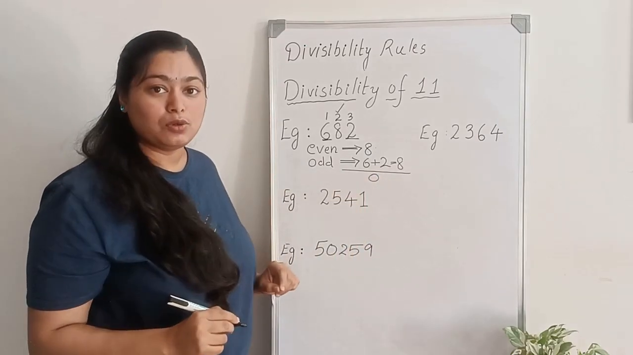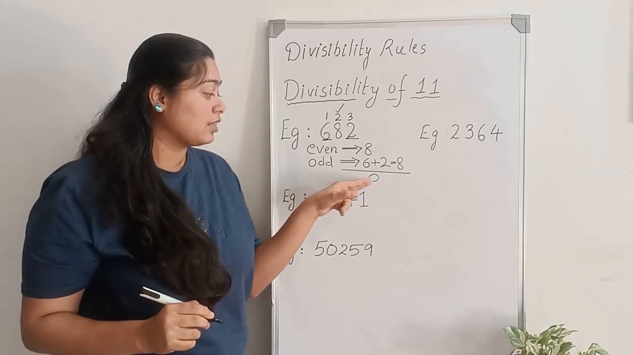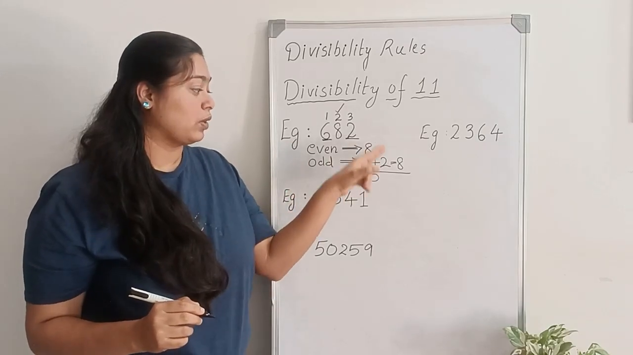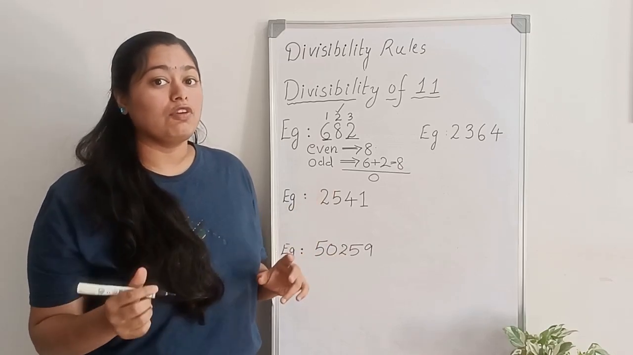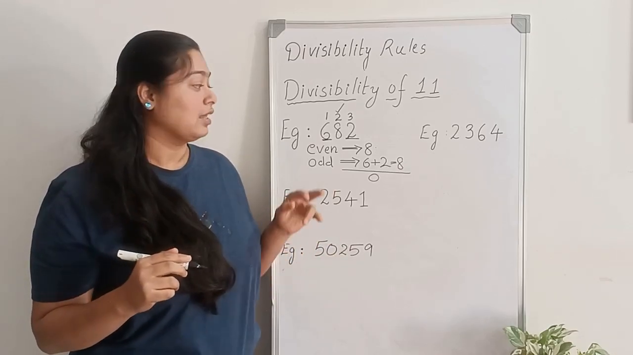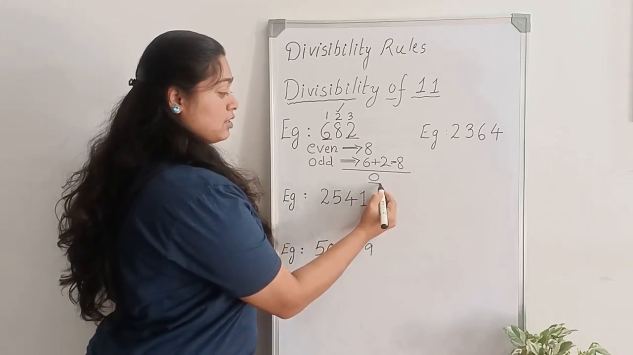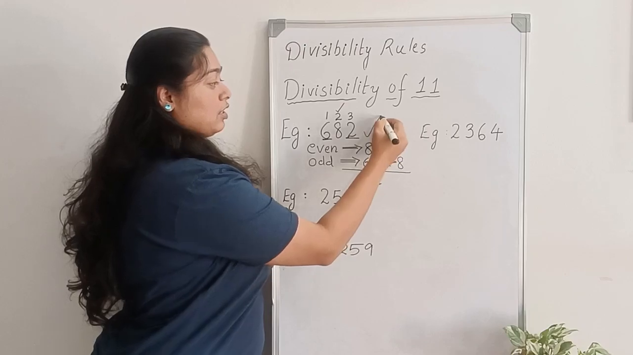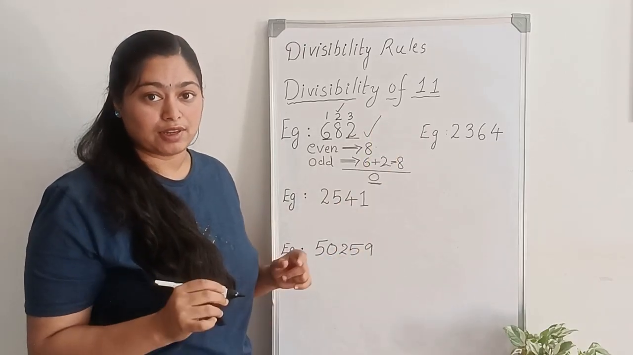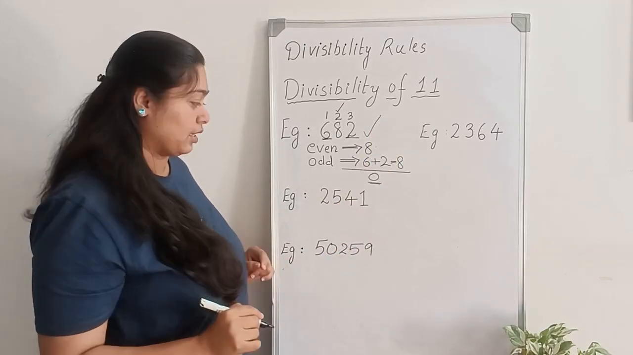And the divisibility rule says that if the difference between these two values is 0, or if it is a multiple of 11, then the number is divisible by 11. Which means since we got a 0 here, 682 is divisible by 11. Let's look into one more example.